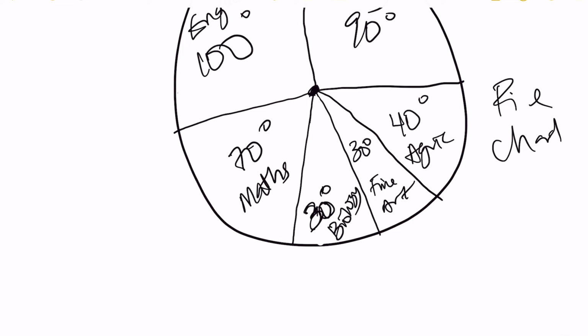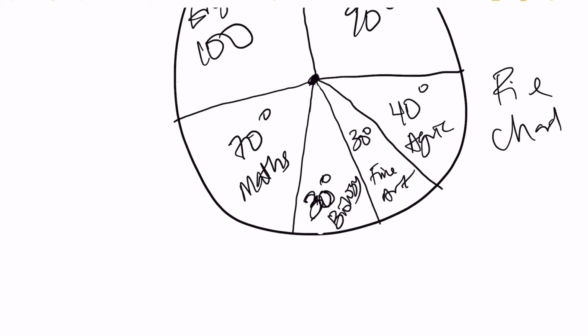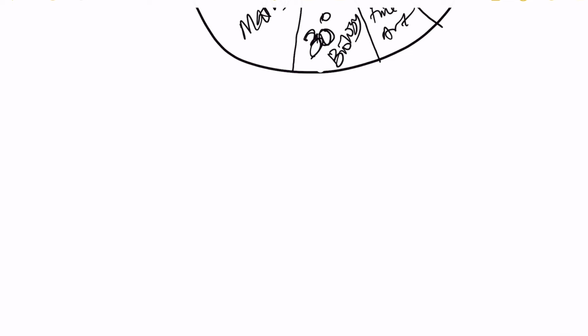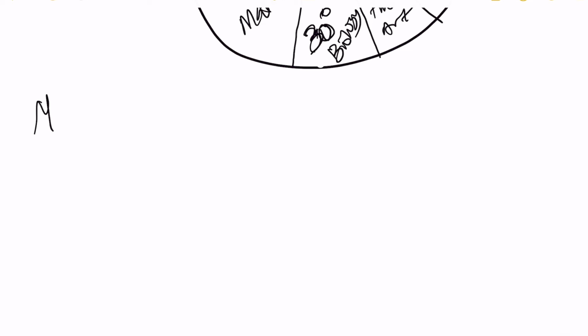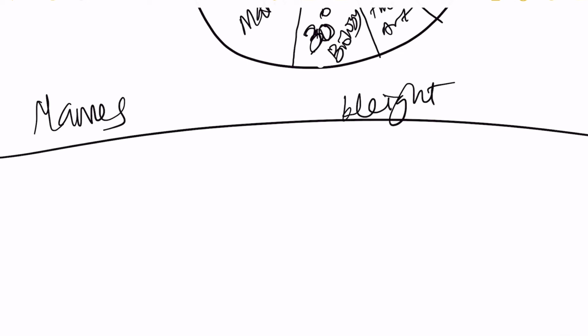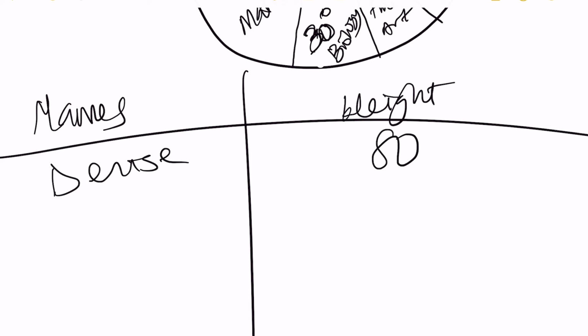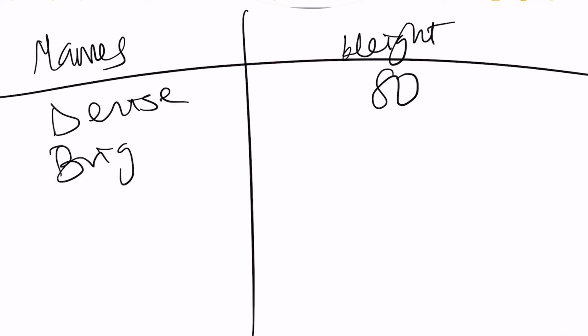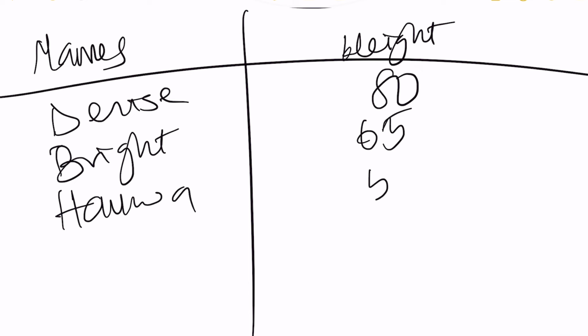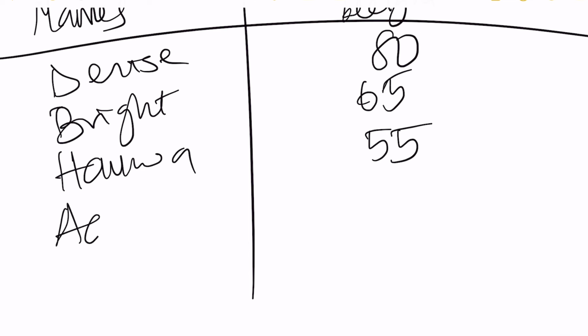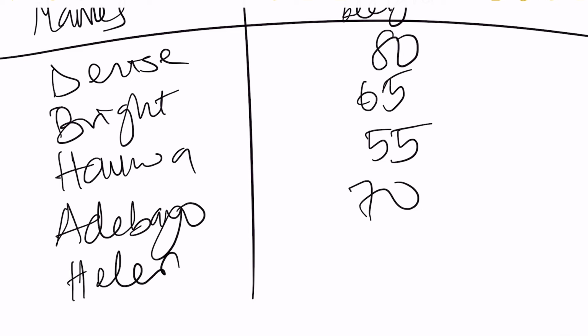Now, for the second example, we also have something relating to that, where the weights of 5 students in a department are as follows. We have the names and the weights. Dennis is 80, Bright is 65, Awa is 55, Adebayo is 70, and Ellen is 60.